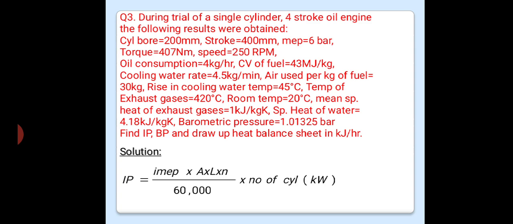45 degrees Celsius, temperature of exhaust gases 420 degrees Celsius, room temperature 20 degrees Celsius, mean specific heat of exhaust gases 1 kilojoule per kg Kelvin, specific heat of water 4.18 kilojoule per kg Kelvin, barometric pressure 1.01325 bar. Find indicated power, brake power and draw up heat balance sheet in kilojoule per hour.